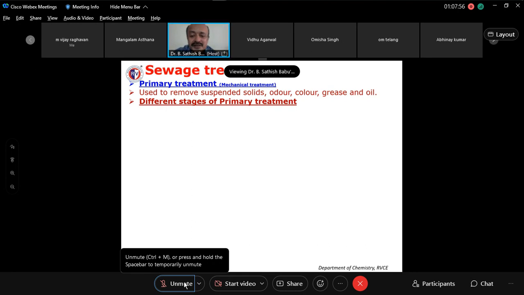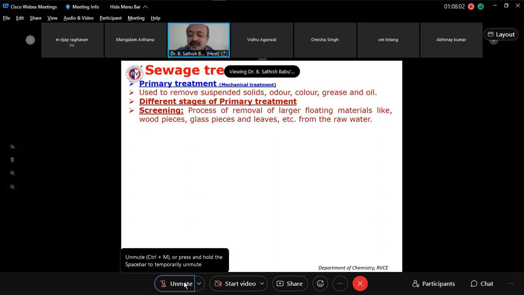And different stages of this primary treatment are as follows. First, it should be subjected to screening. Screening is the process of removal of larger floating materials like wooden pieces, glass pieces, and leaves, etc. from the water. So whatever bigger suspended particles are there, you have to filter them by passing through the screens. This process is called screening. Are you following this or not? Very simple. Yes, sir, following. So if you subject it to screening, you can remove some floating impurities.